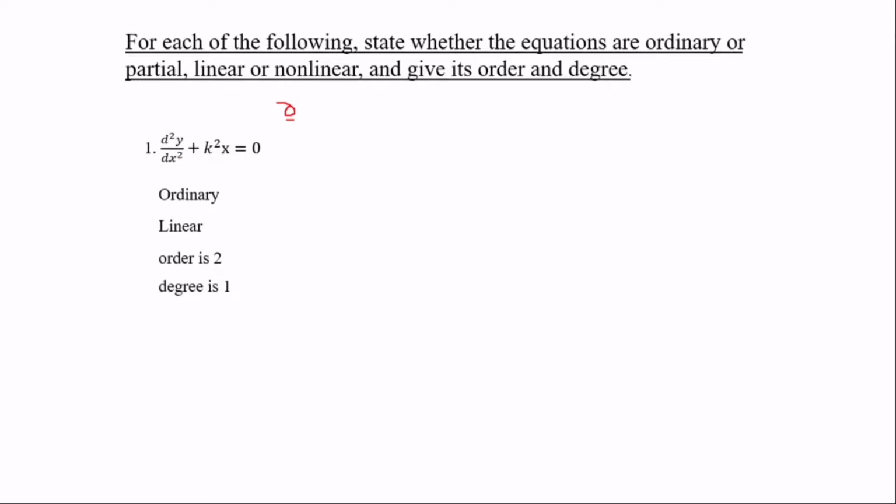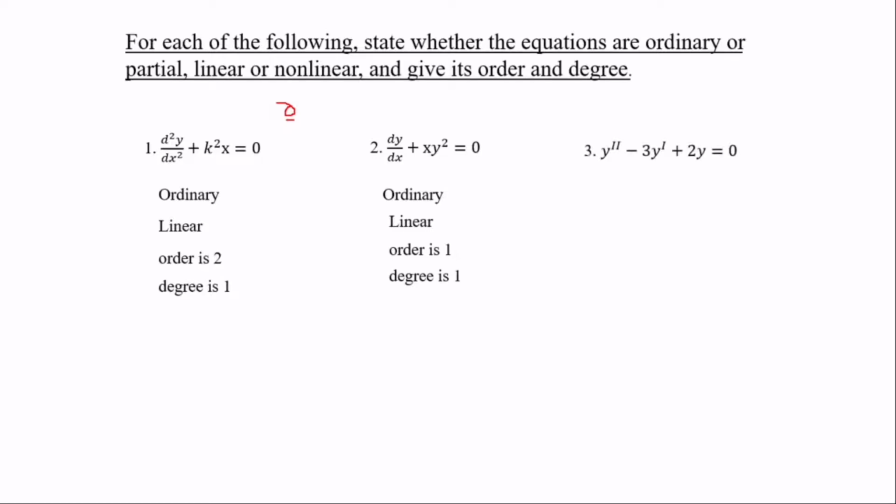Now let's move on to the second question, which is dy/dx + xy² = 0. With this, we know that it's automatically an ordinary differential equation and it is linear, and also the order is 1 and the degree is 1. As I said, check the description of this video. There's a full course on this. Watch and understand it very well.